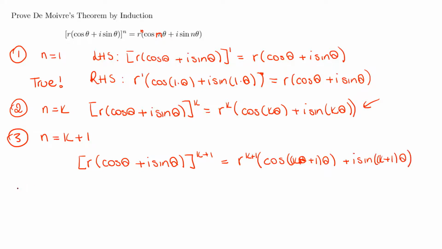And our fourth step, guys, is to prove that this is true. And how do we do that? Well, we start with the left-hand side, the r cos theta plus i sine theta to the power of k plus 1. And we have to use algebra and trigonometry to turn it into the right-hand side. Once we turn it into the right-hand side, then we know the left-hand side is equal to the right-hand side, so it must be true.